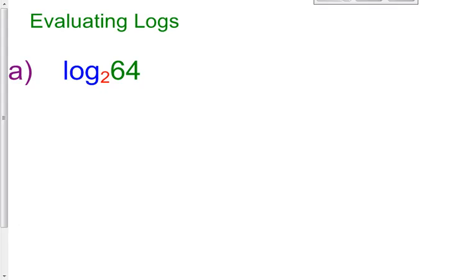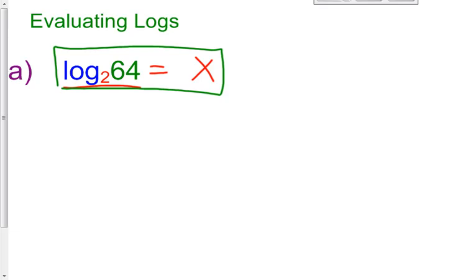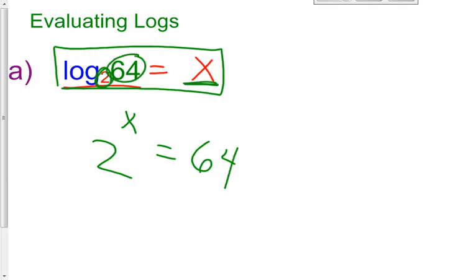Evaluating logs. So log base 2 of 64, what does this equal? It equals, I don't know, we're going to call it x. So log base 2 of 64, what does it equal? Let's find x. When we're stuck, S-T-U-C-K, stuck, we need to change forms. So right now this is logarithmic. Let's change this into exponential form. So we would say it is the same thing as 2 raised to the x equals 64. The base raised to the number on the right equals 64.